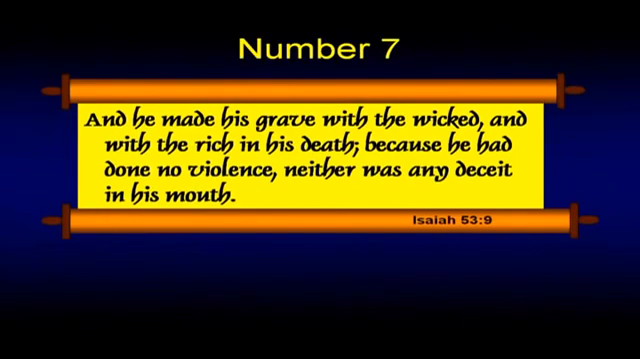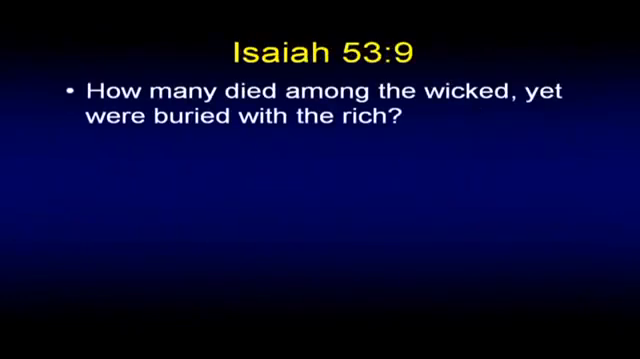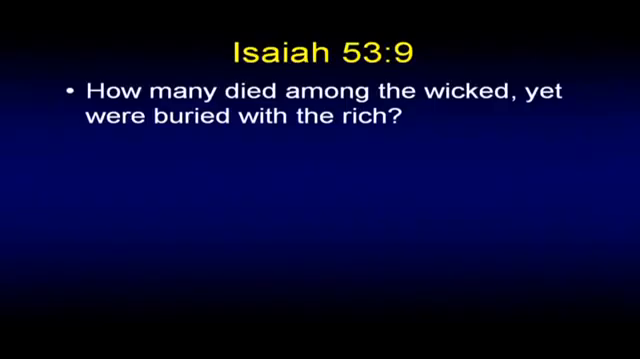Okay, one more here. A couple more, I guess. It says he made his grave with the wicked and with the rich in his death, because he had done no violence, neither was any deceit in his mouth. How many people died among the wicked and yet were buried with the rich that were not attorneys? I'm sorry, I had to. No, all kidding aside, how many died among the wicked and yet buried with the rich? There's an implicit contradiction there. I'm going to say less than 1 in 1,000. I think I'm being generous.